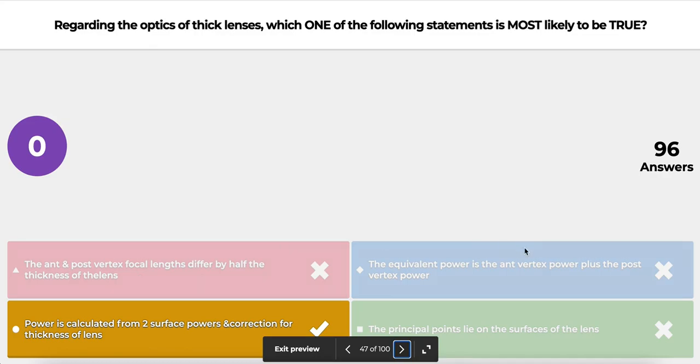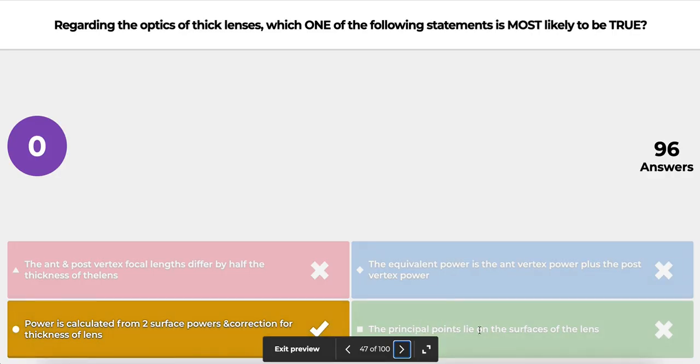The equivalent power being the anterior vertex power plus the posterior vertex power? No. This is the power of the thin lens. It will be equal to the anterior surface power plus the posterior surface power. But this algebraic summation of the anterior and posterior surface doesn't work for thick lenses, because we have another factor, which is the distance between the anterior and posterior vertex of the lens, and this is the thickness of the lens. So the power is calculated from the two surface powers and a correction for the thickness of the lens.